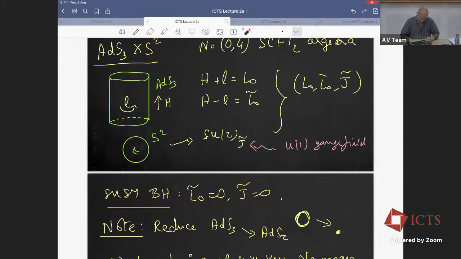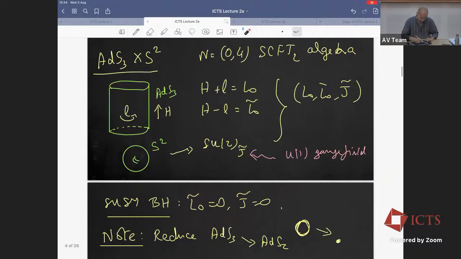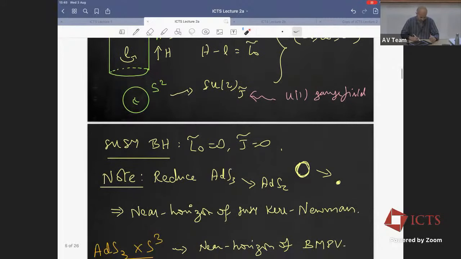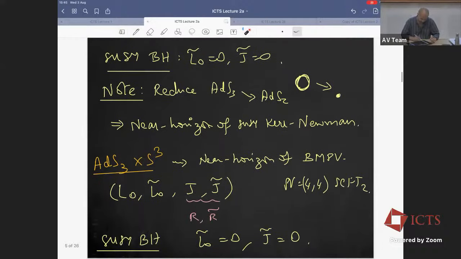Note that if I reduce this, imagine this AdS3 to be the near horizon of a black string in string theory, and then you reduce it to a black hole by taking appropriate scaling of parameters, so that AdS3 becomes AdS2, then this solution becomes AdS2 times S2 with these charges, and that's precisely the near horizon of the supersymmetric Kerr-Newman solution that I discussed, the first example that I showed. Now, the last example is AdS3 times S3.